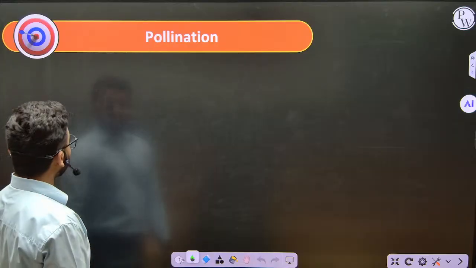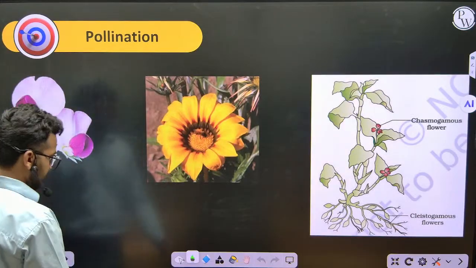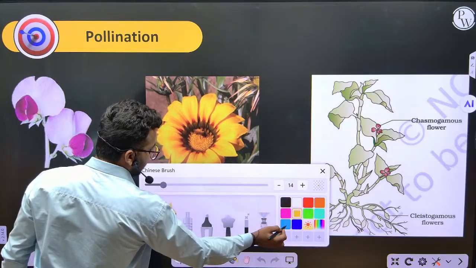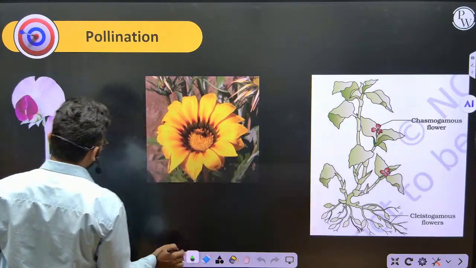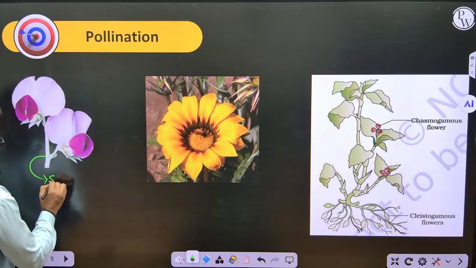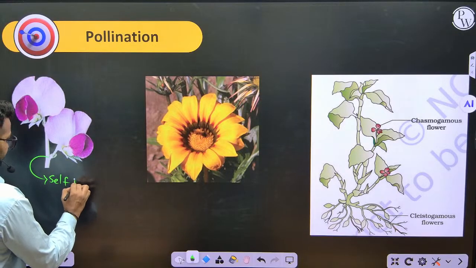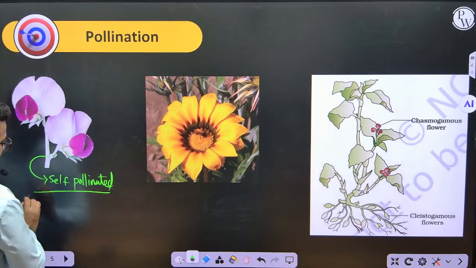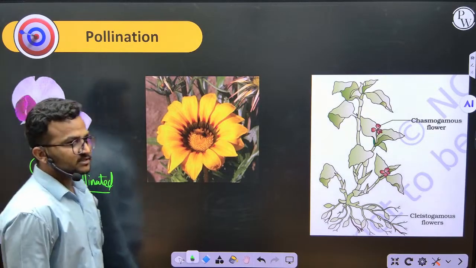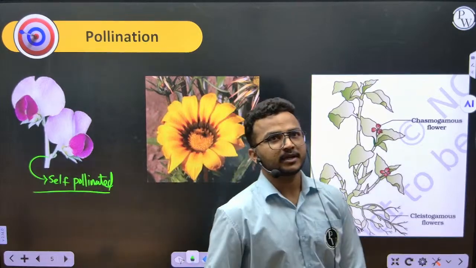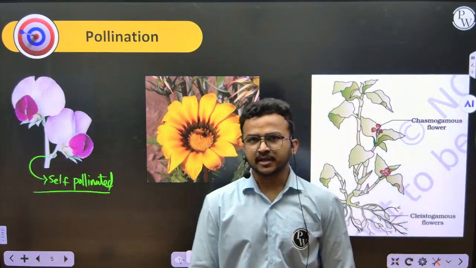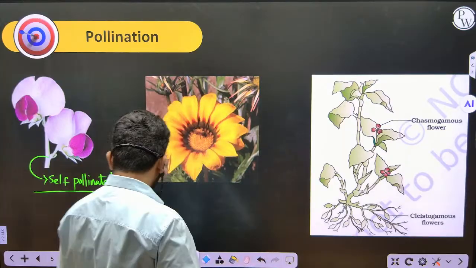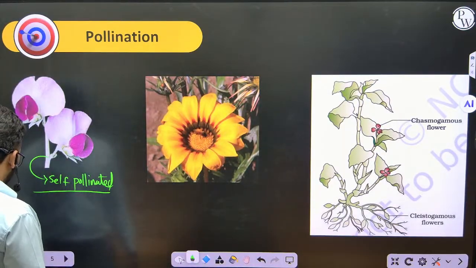And there are two types of flowers we have seen. Let us see here. These are the diagrams which are given in your book. This is a self pollinated flower. You need to remember these diagrams also, because in 2021 or 2020 they gave one diagram and asked a question. So let us check what it is.